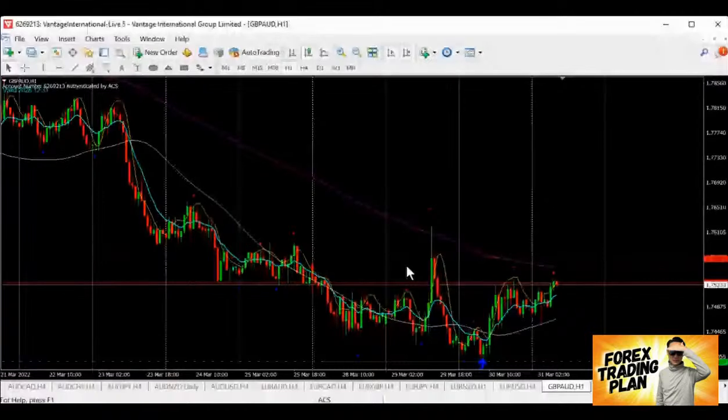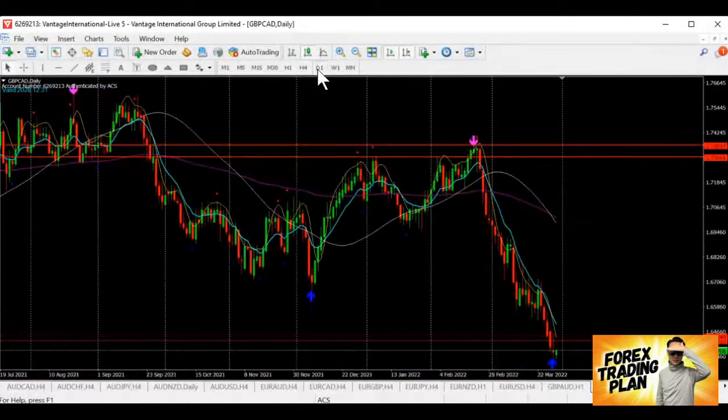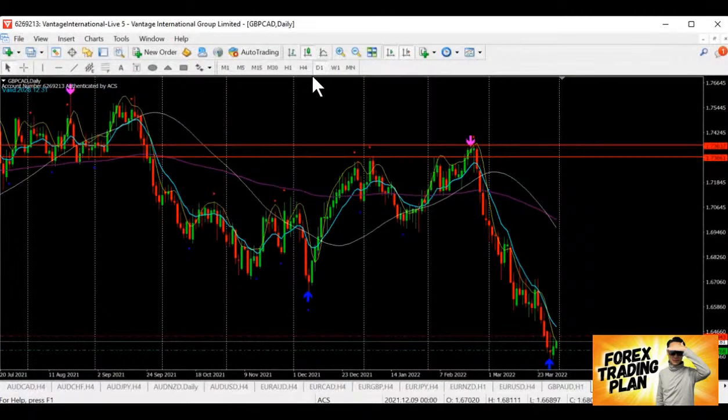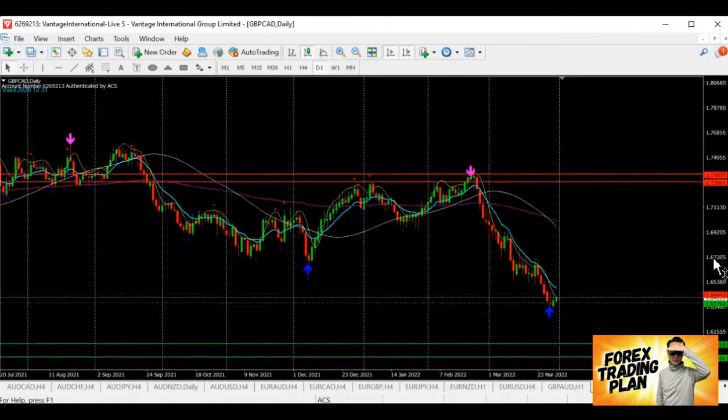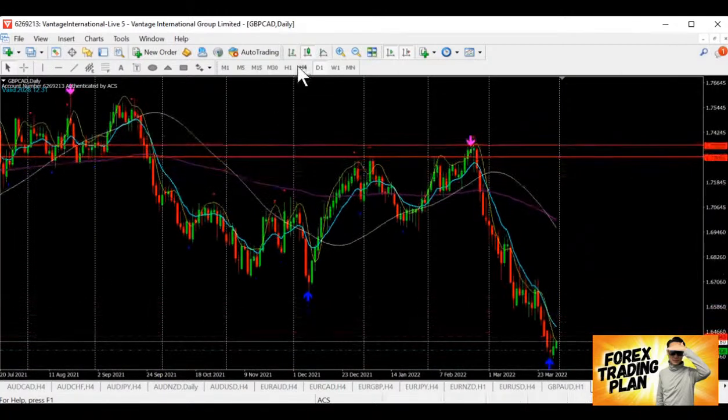All right. So now Pound CAD. Looking at Pound CAD over here, also the same thing. It hits on the support and now is retracing upwards. We are still in the bear zone. Yes, we are still in the bear.